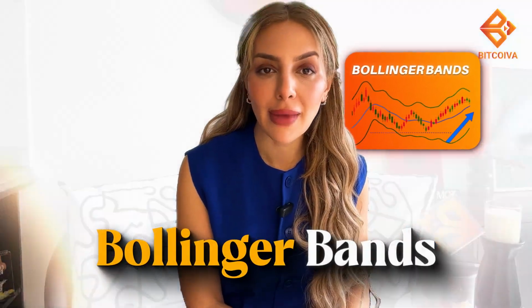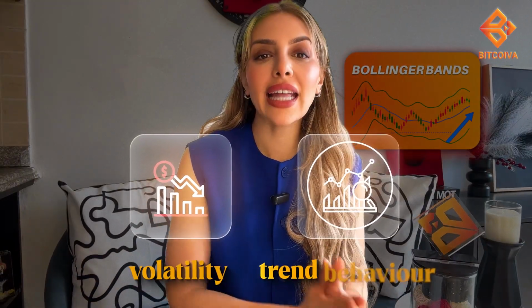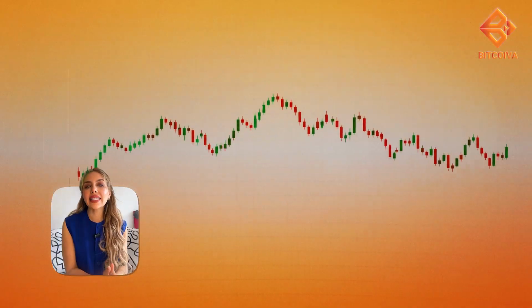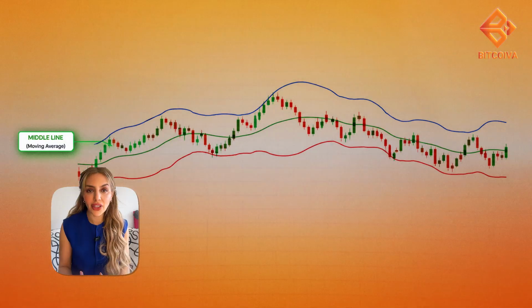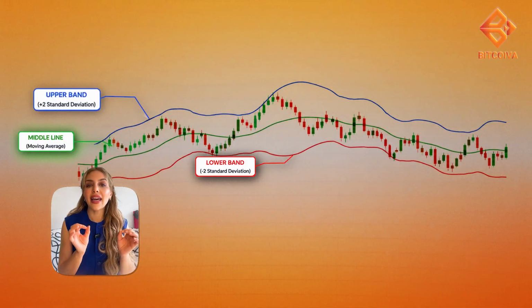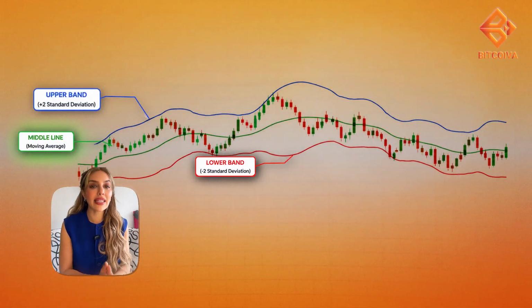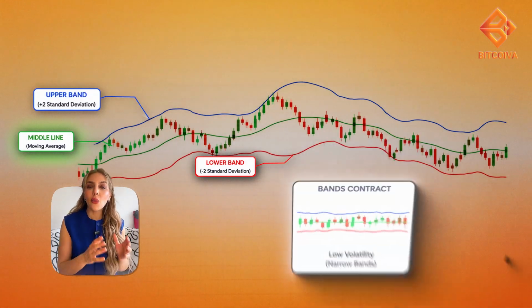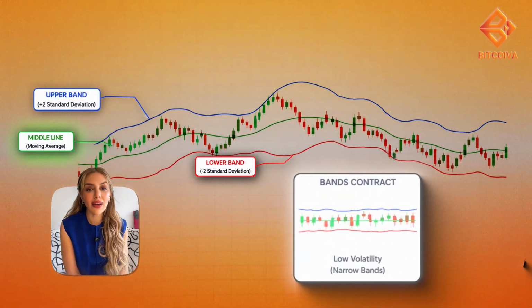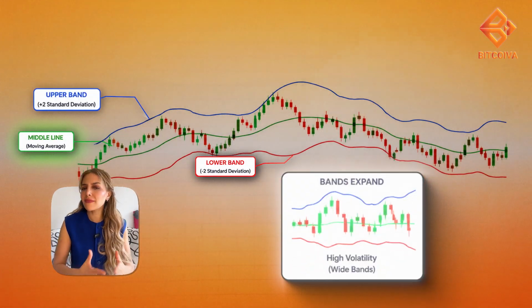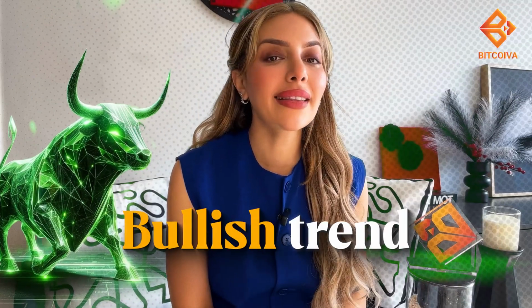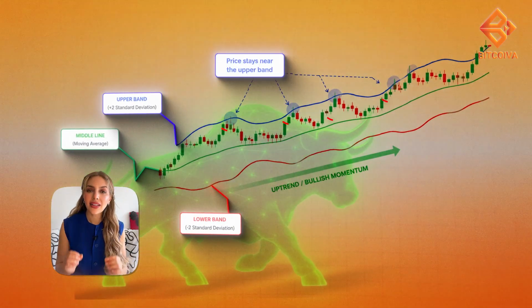Bollinger Bands. Now, let's talk about Bollinger Bands. Bollinger Bands help you understand both volatility and also trend behavior. They consist of three lines: a middle line, which is a moving average, and two outer bands that expand and contract based on market volatility. When the market is calm, the bands become narrow, and when the market is volatile, the bands expand.